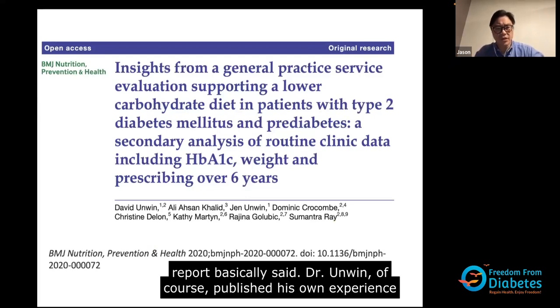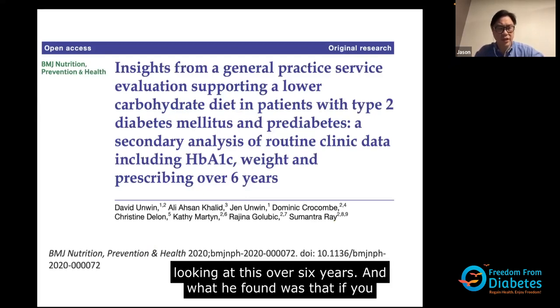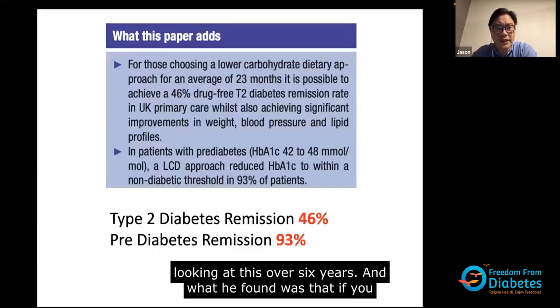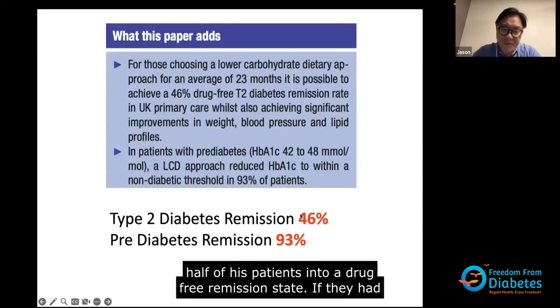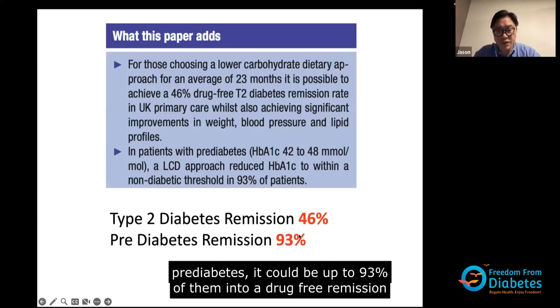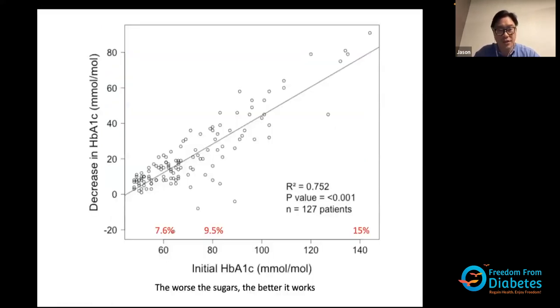Dr. Unwin, of course, published his own experience looking at this over 6 years. And what he found was that if you simply advise people to do a low carbohydrate diet, he actually put almost half of his patients into a drug-free remission state. If they had pre-diabetes, it could be up to 93% of them into a drug-free remission state.